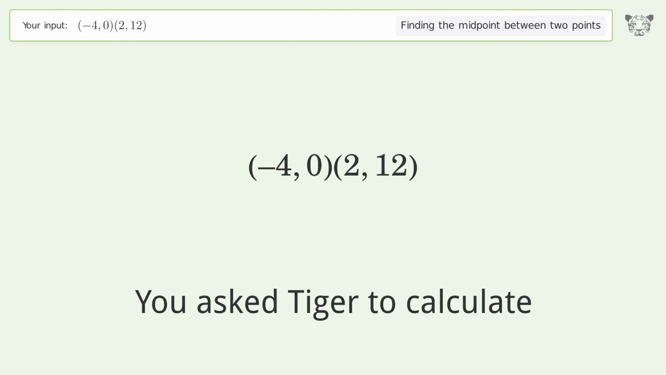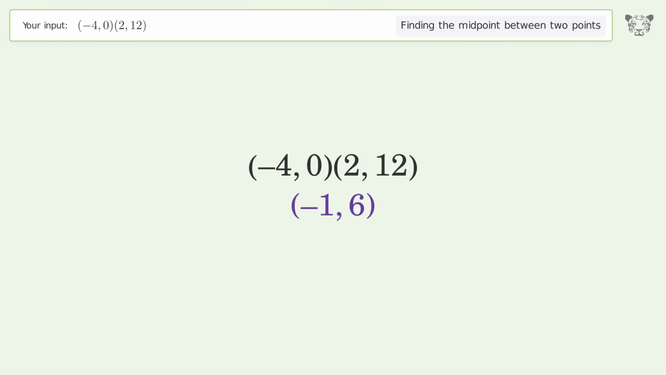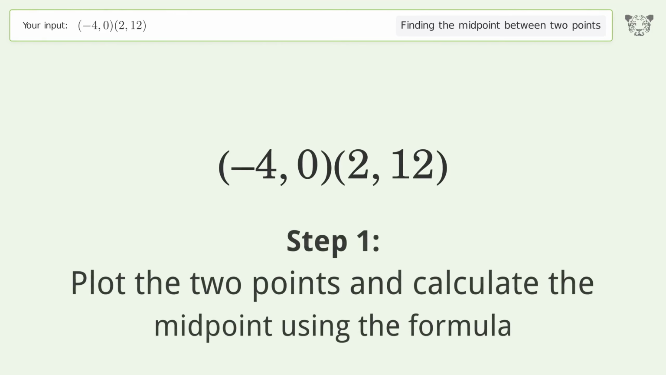You ask Tiger to calculate. This deals with finding the midpoint between 2 points. The midpoint between the 2 points is -1,6. Let's solve it step by step. Plot the 2 points and calculate the midpoint using the formula.